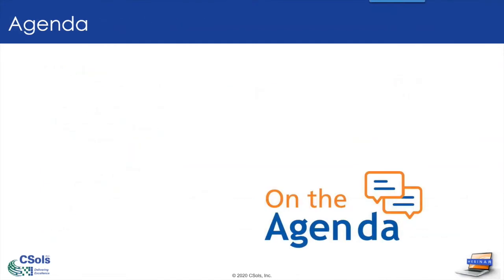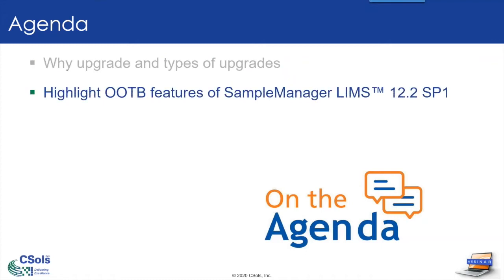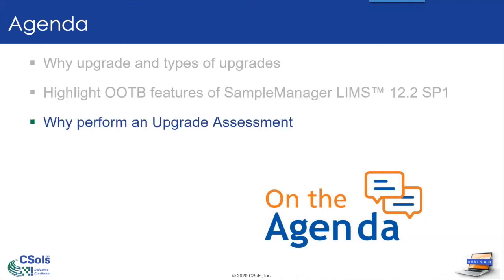In today's presentation, the agenda, we're going to be looking at why upgrade and types of upgrades. Some upgrades are obvious, some are not, and types of upgrades are varied in their expressions. We're going to look at some of the highlights of the out-of-the-box features for SampleManager 12.2. If you haven't had a chance to see some of those features, we'll take a short look at some of those and see what the newest and best things from Thermo SampleManager are today.